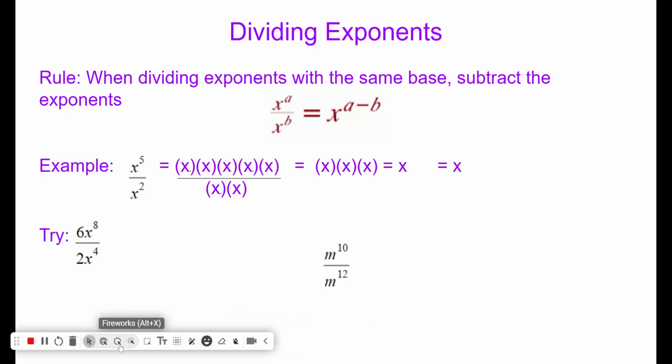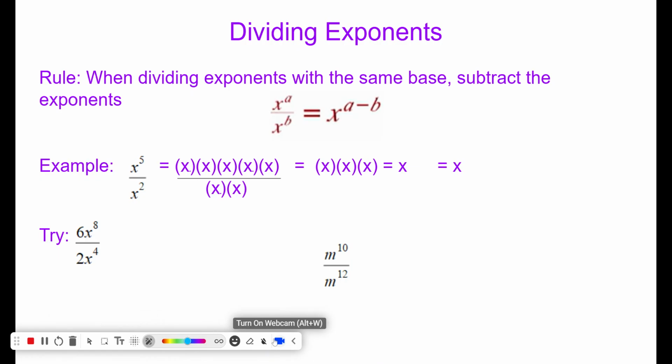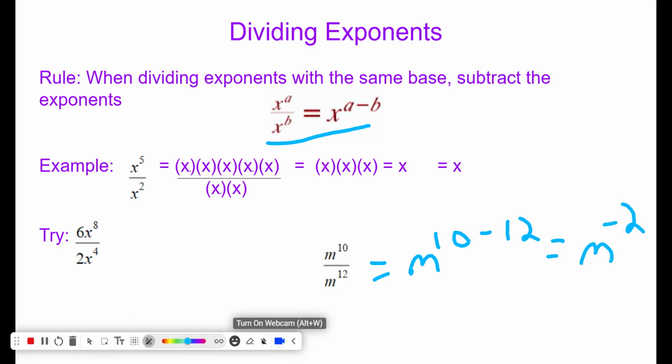Let's look at one more example before we move on, because this is definitely going to happen. m to the 10th divided by m to the 12th. Well, if we use this example here, that equals m to the 10 minus 12. That's going to equal m to the negative second power. We don't ever want there to be a negative exponent as our most simplified answer. So now I'm going to teach you what to do in that situation.